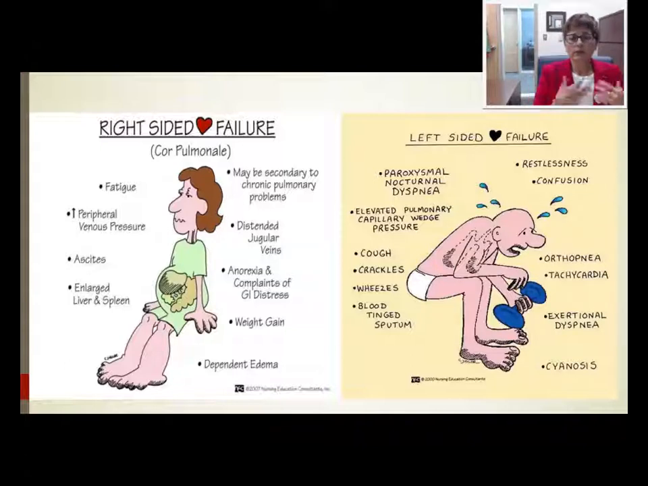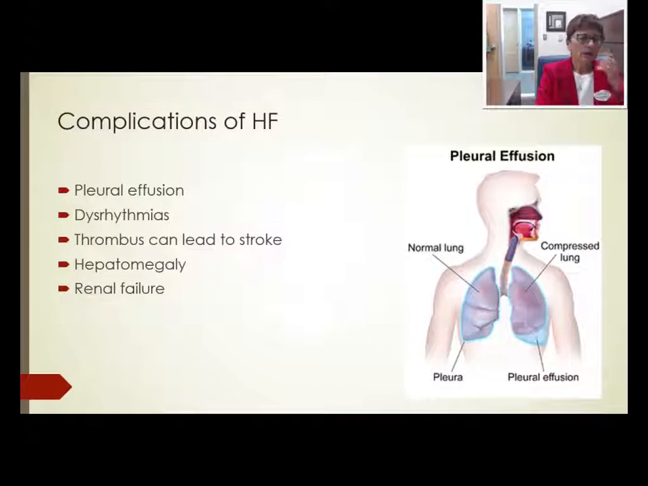And so if you're not breathing properly, you can get confused and restless. These complications of heart failure, it can be pleural effusion, which is the fluid in the lungs. It can cause irregular heartbeat. If you get AFib, you can get a stroke. You can get pulmonary embolism, renal failure, liver failure, all kinds of things.